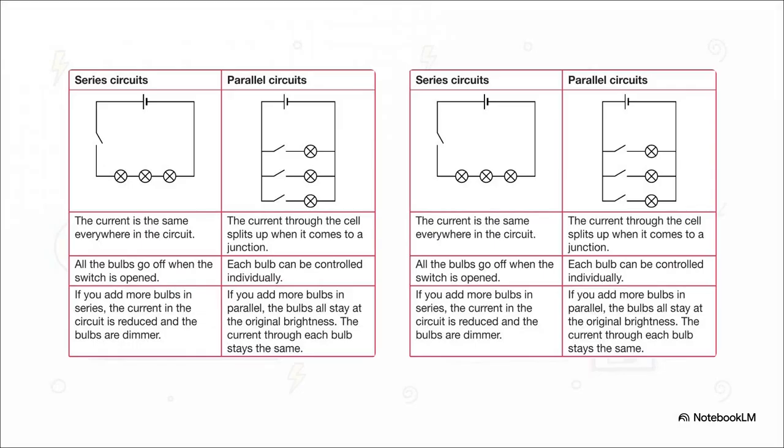Okay, let's put them side by side because the difference is just stark. On the left, you've got the series circuit. It's a one-lane road. One accident and everything is backed up for miles. On the right, the parallel circuit, that's a multi-lane highway. One lane gets blocked, no problem. Traffic just keeps on flowing in the others.